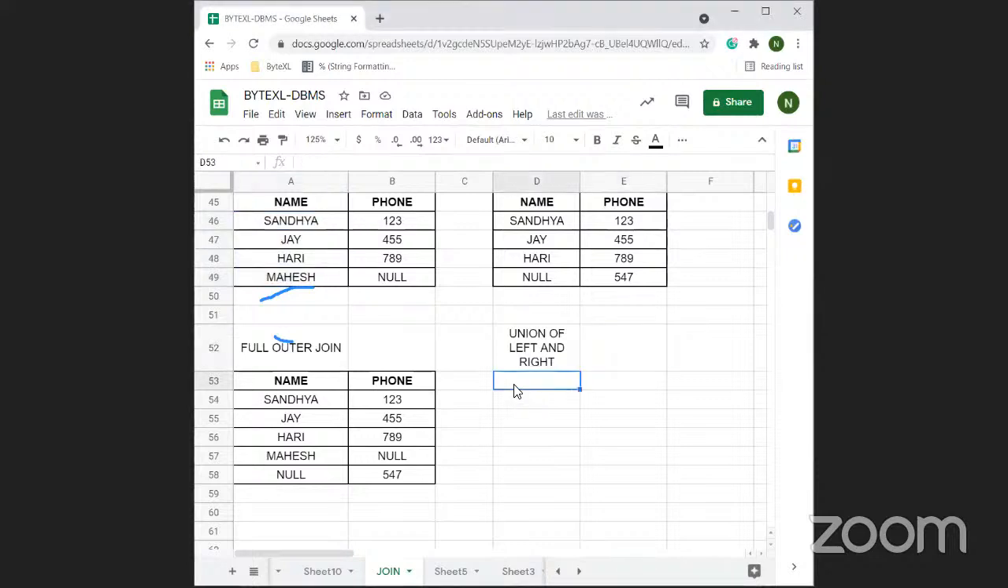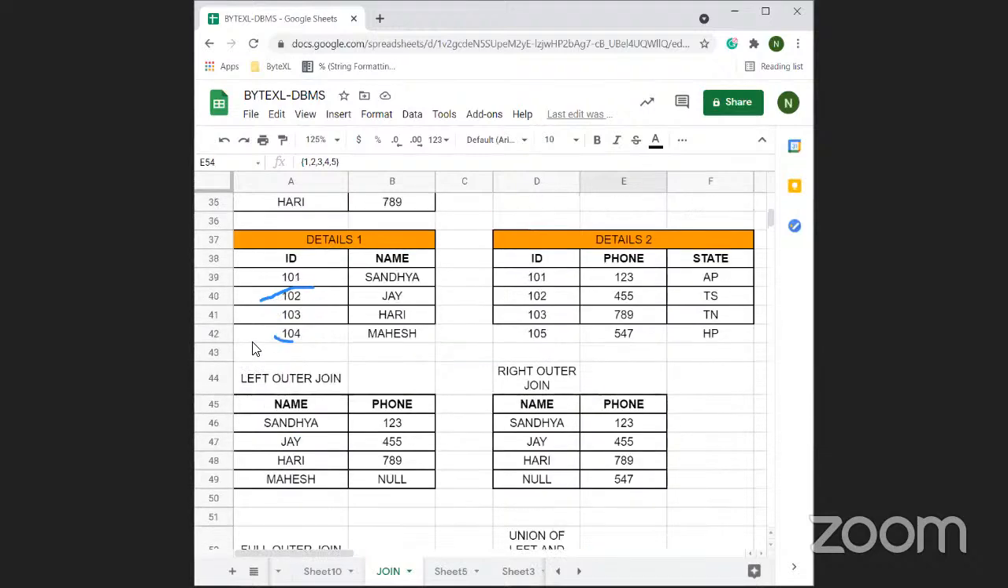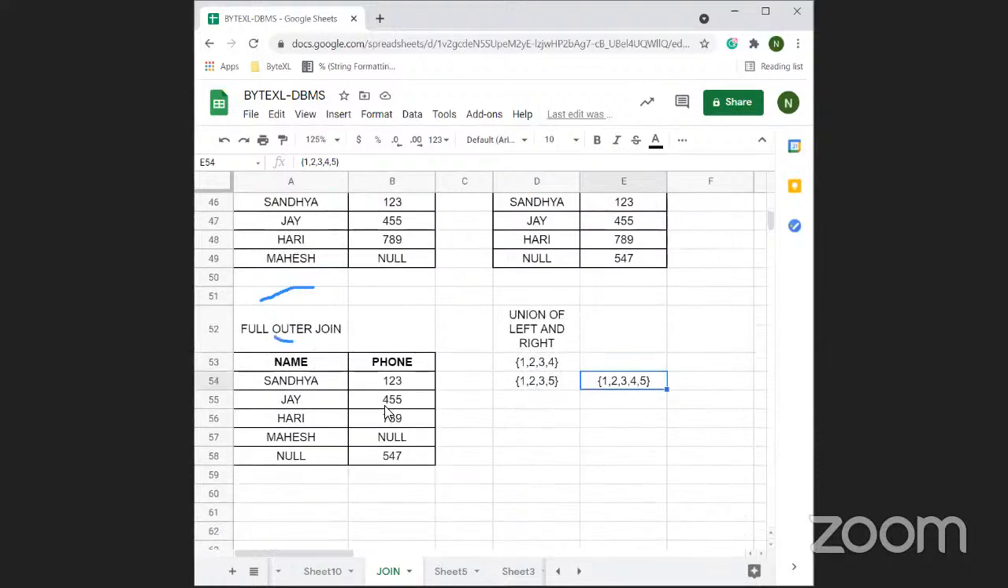If I have set A equals to 1, 2, 3, 4. And imagine I have a set B equals to 1, 2, 3, 5. If I am making a union of them, then what would happen? It would be 1, 2, 3, 4, 5. Without duplicates, all values will be taken together. Therefore, 1, 2, 3, 4 and 5 will be taken. 1 we have, 2, 3, 4 we have.